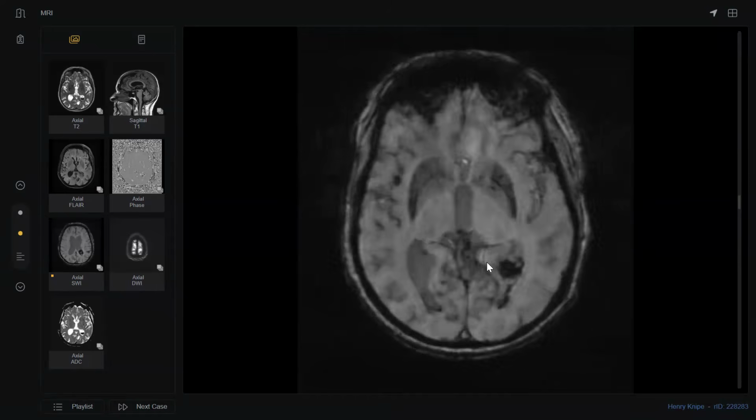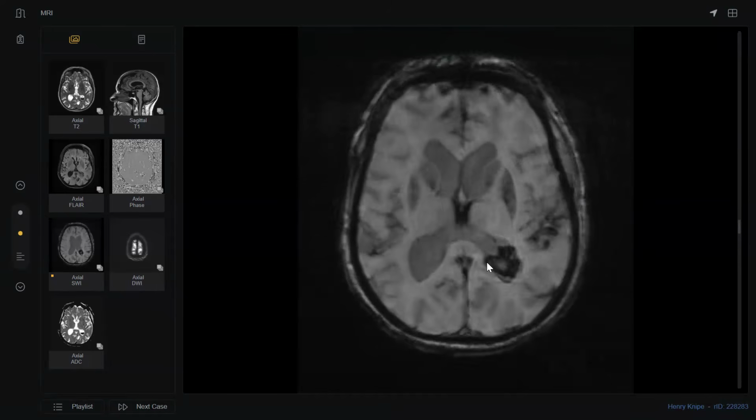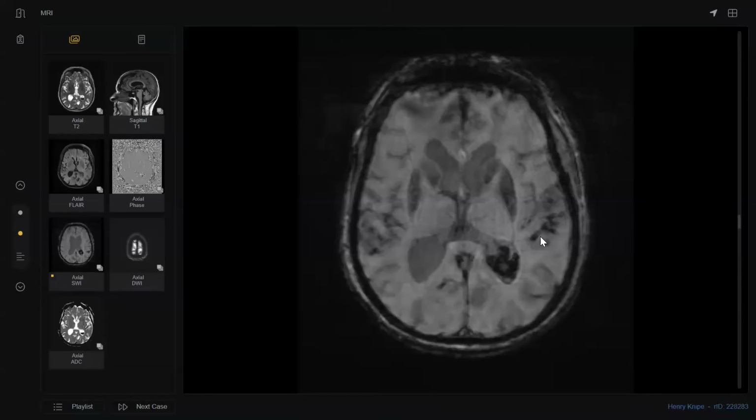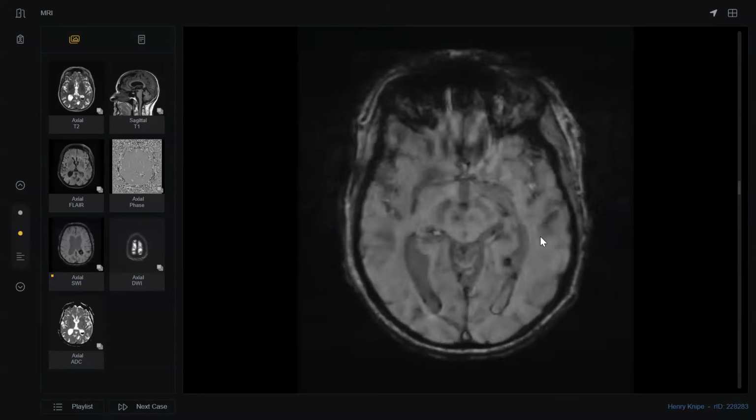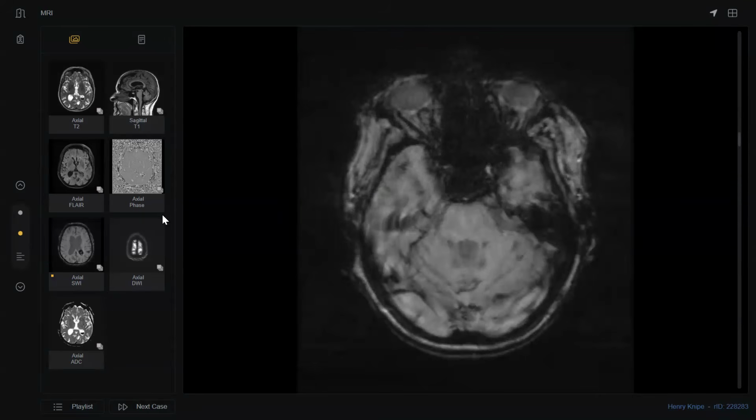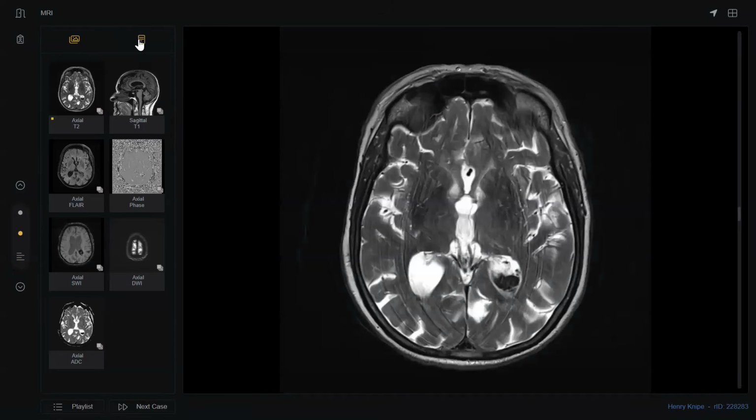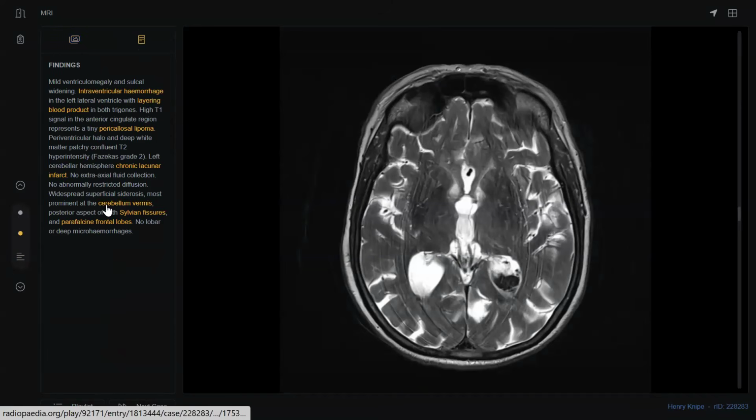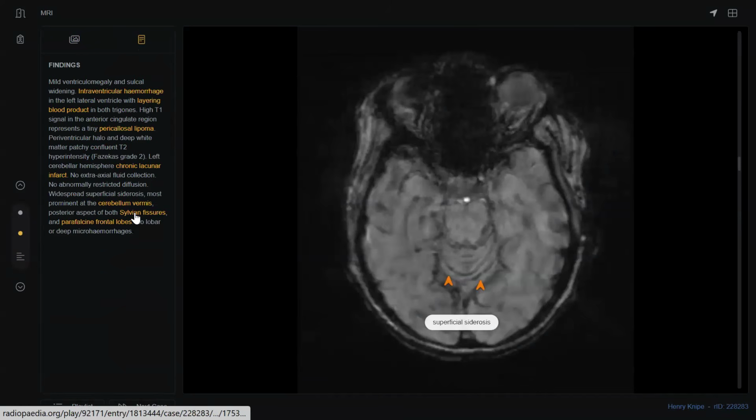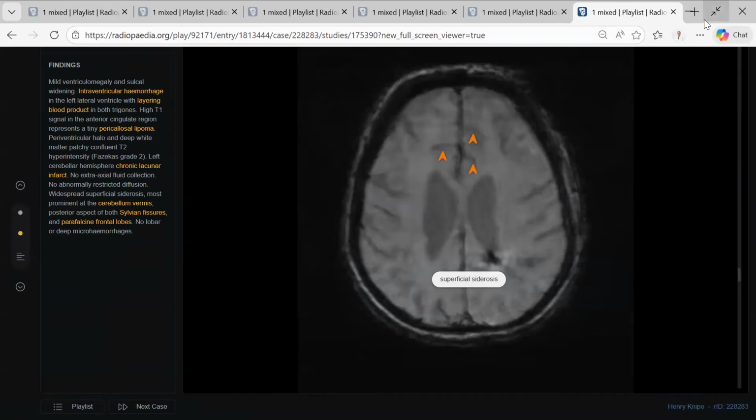Don't be satisfied with your search, because there is siderosis. Siderosis, by the way, is very important. Why? It can cause ataxia. It can cause some cranial nerve palsy. So it is an important diagnosis. Intraventricular hemorrhage with cerebral amyloid angiopathy. And according to the siderosis, see my colleagues, this is the siderosis. This also. Thank you, doctor, so much.